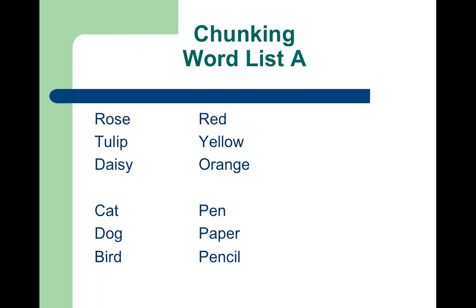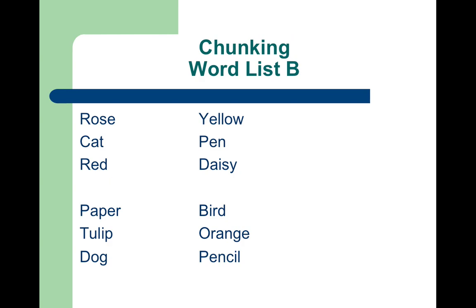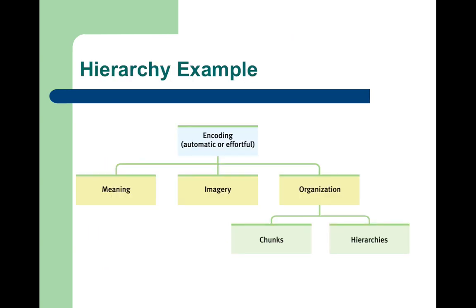Here's a chunking list that organizes them into a familiar list. It's much easier to remember this list in familiar categories than this list. So that just gives you a chunking example. And then here's a hierarchy example, and how it has a main heading like encoding, then it's broken down into meaning, imagery, and organization, and then even organization broken down to chunks and hierarchies. So this is it. Perfect.